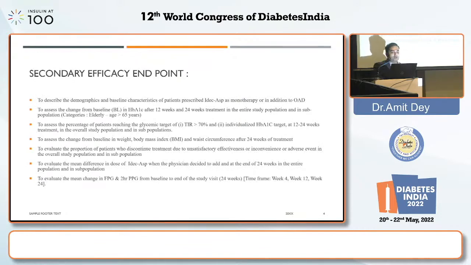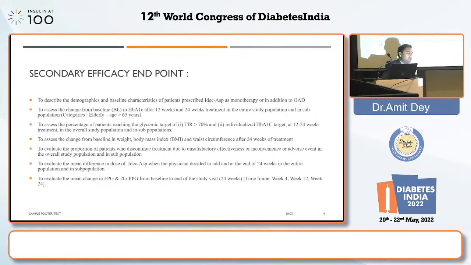These are going to be some of the secondary endpoints also in the study, and that's what we're going to look at. First is we're going to look at the demographics and the baseline characteristics of patients who are being prescribed IDegAsp either as a monotherapy or in addition to OAD. Now, one thing I would like to point out here is just to keep the study very simple again.